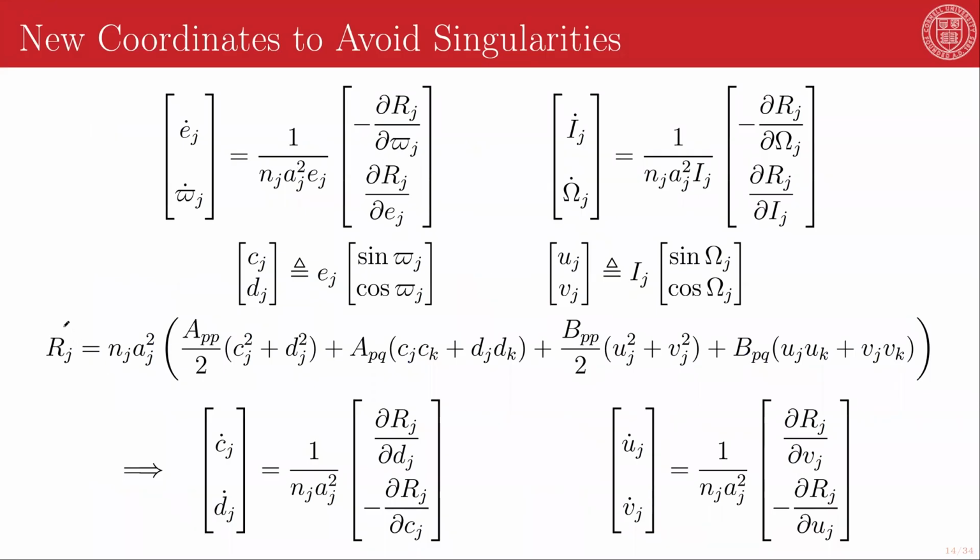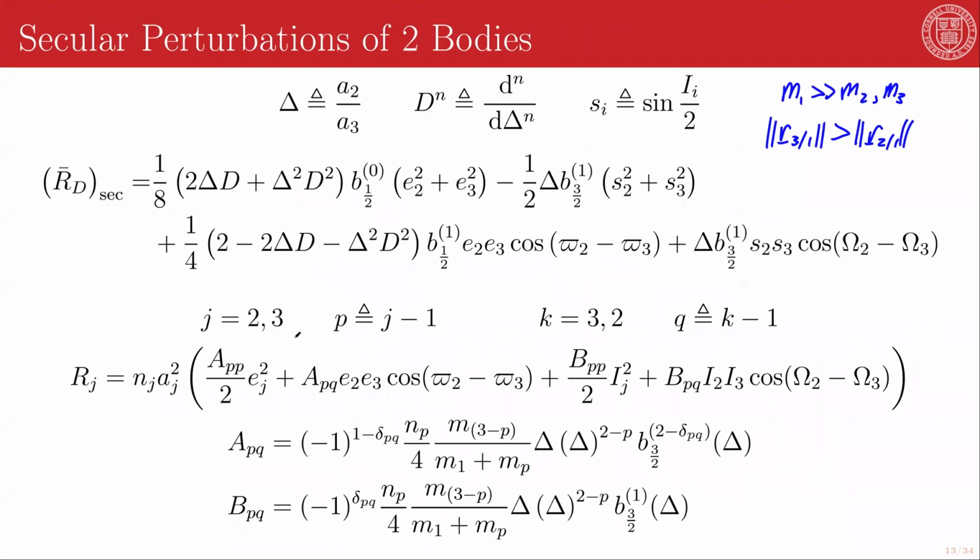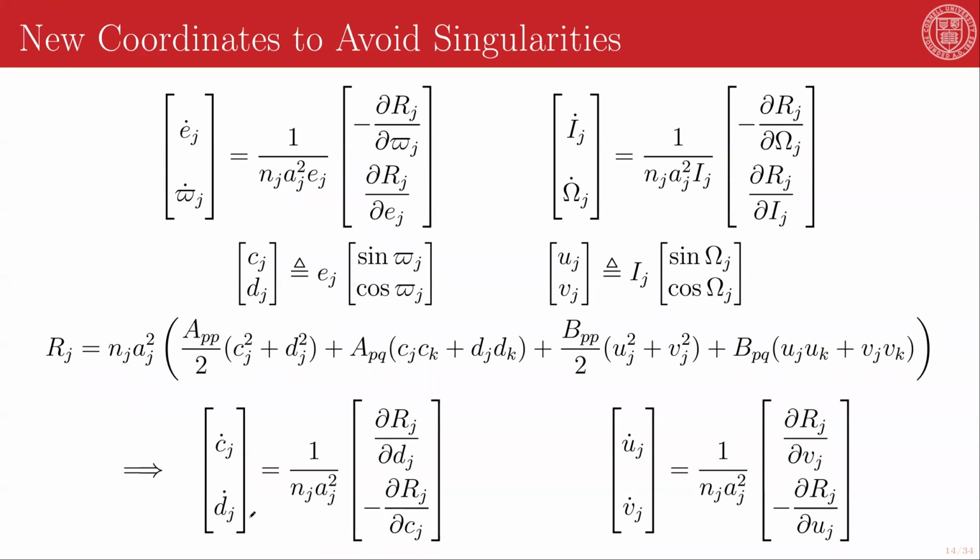Our compacted form of the disturbing function for bodies 2 and 3 now takes this form in terms of our new quantities C, D, U, and V. You should compare this statement against this original statement and convince yourself that this is true. And the differential expressions for C, D, U, and V can be written in this compact form, where, as we've already pointed out, they each have the same coefficients. In this case, all 4 have the same coefficients because we've eliminated these denominator e_j's and i_j's, and they are multiplied by partials of their respective disturbing functions with respect to D and C and V and U.